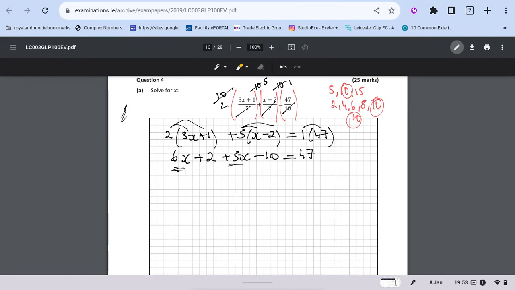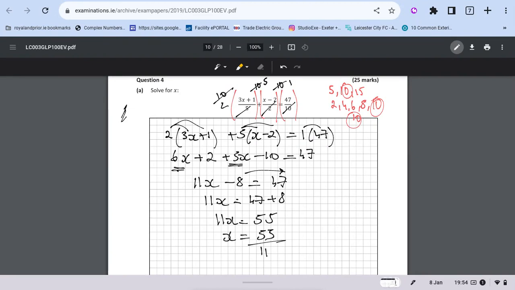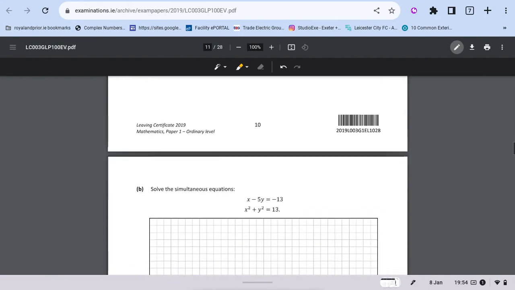Maybe tidy up my left hand side. 6x plus 5x is 11x, minus 8 is equal to 47. Numbers one side, letters the other. If it comes across, the sign changes. And then to work with your x, divide by the number stuck onto it. x equals 5. So I got a message here.